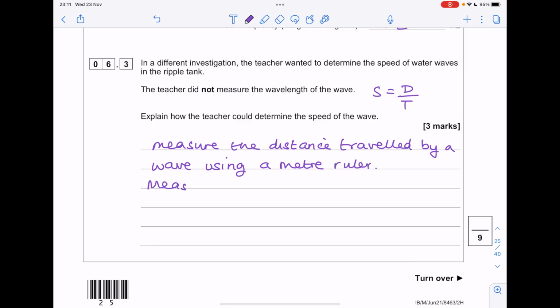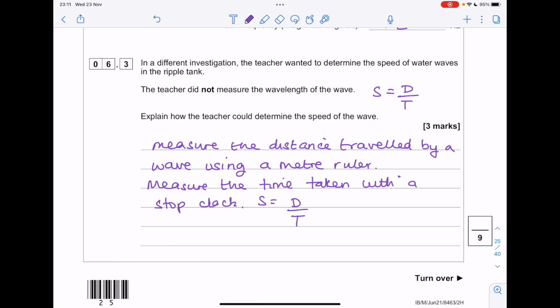Measure the time taken with a stop clock, and then use the equation speed equals distance over time to find the speed.